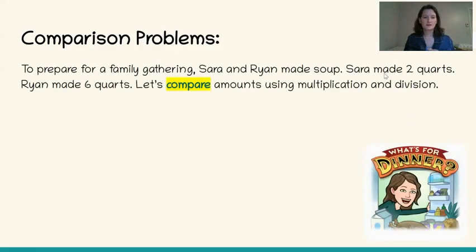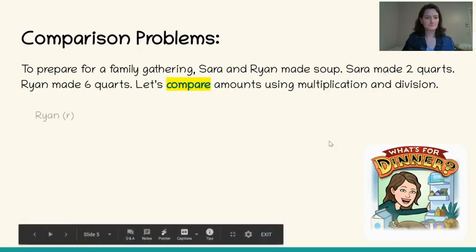Let's look. To prepare for a family gathering, Sarah and Ryan made soup. Sarah made 2 quarts, Ryan made 6 quarts. Let's compare. Remember, comparing means taking the two numbers and relating them to each other. Let's compare amounts using multiplication and division. Well, I'm going to use comparison bars to help me.